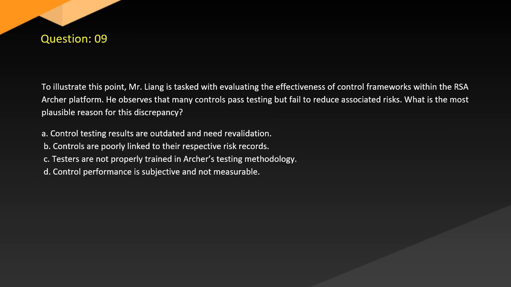Question 9. To illustrate this point, Mr. Liang is tasked with evaluating the effectiveness of control frameworks within the RSA Archer platform. He observes that many controls pass testing but fail to reduce associated risks. What is the most plausible reason for this discrepancy? A. Control testing results are outdated and need revalidation. B. Controls are poorly linked to their respective risk records. C. Testers are not properly trained in Archer's testing methodology. D. Control performance is subjective and not measurable.